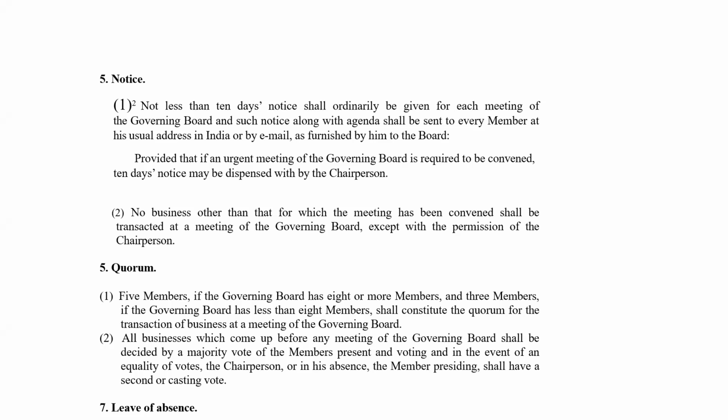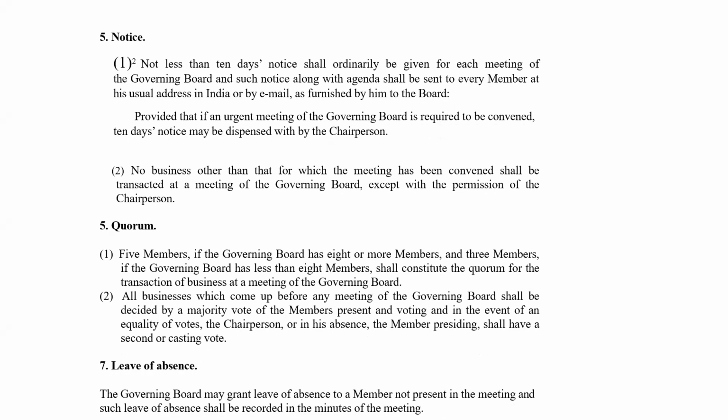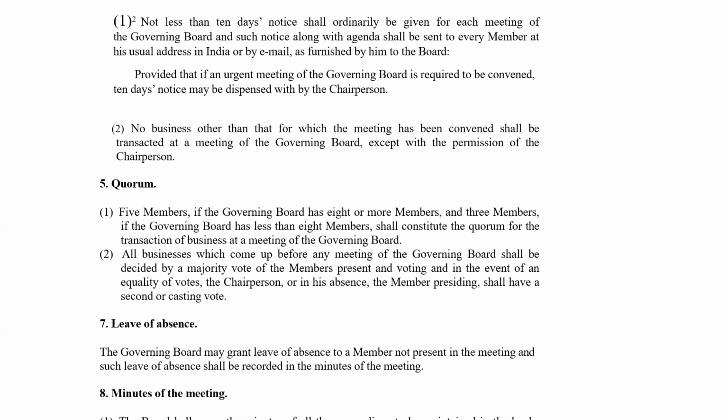Notice says not less than 10 days notice shall ordinarily be given for each meeting of the governing board, and such notice along with the agenda shall be sent to every member at his usual address in India or by email as furnished by him to the board, provided that if an urgent meeting of the governing board is required to be convened, 10 days notice may be dispensed with by the chairperson. And no business other than that for which the meeting has been convened shall be transacted at a meeting of the governing board except with the permission of the chairperson.